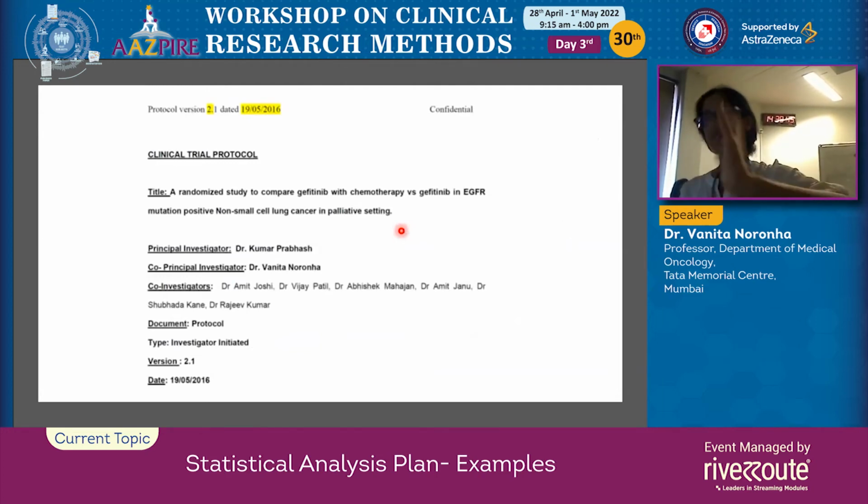The standard of care is osimertinib globally, but osimertinib costs about 1.5 lakh a month. So by and large, none of our patients can afford it. So we treat them with first generation oral TKIs, which is gefitinib. We wanted to see if adding chemotherapy to gefitinib improved the outcomes, so we compared gefitinib to gefitinib plus chemotherapy.